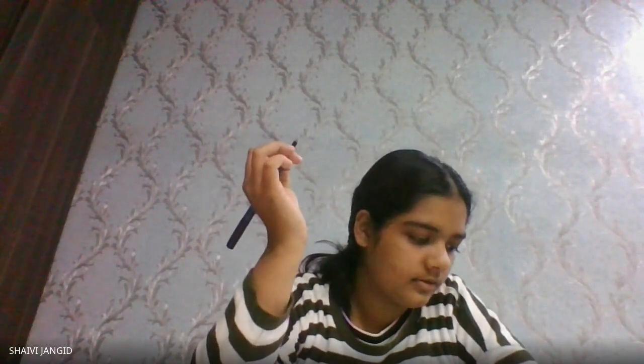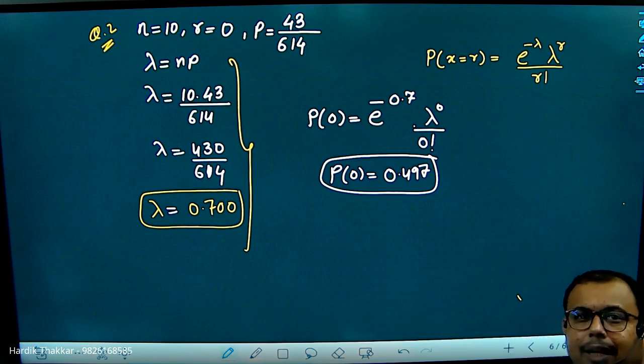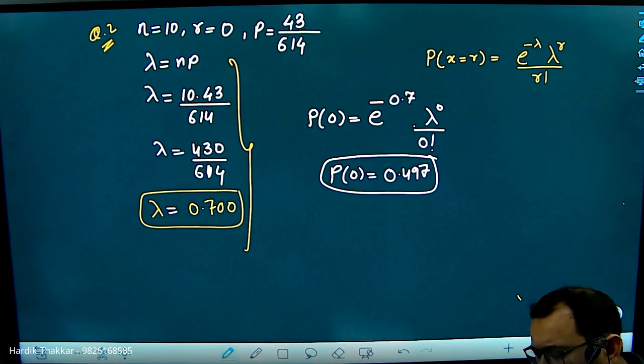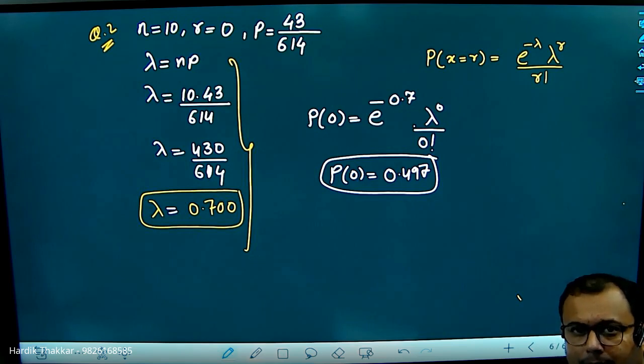Sir, here, whatever things are wrong, will that be our success? No, actually, it is not like that. We can change what is our success. But here it is asking for wrong numbers, so that means it will be our success. Previously it was asking for errors. Actually, it is better to take as success the part whose probability is given to you.